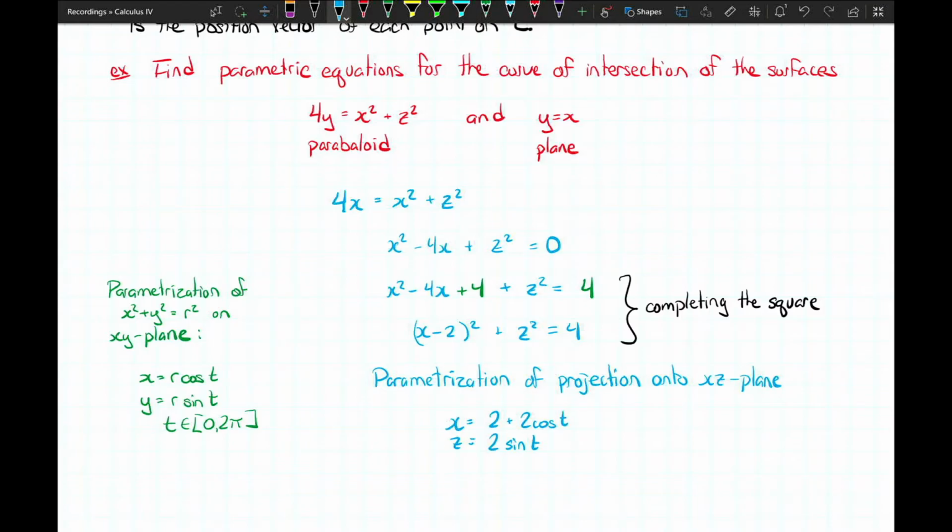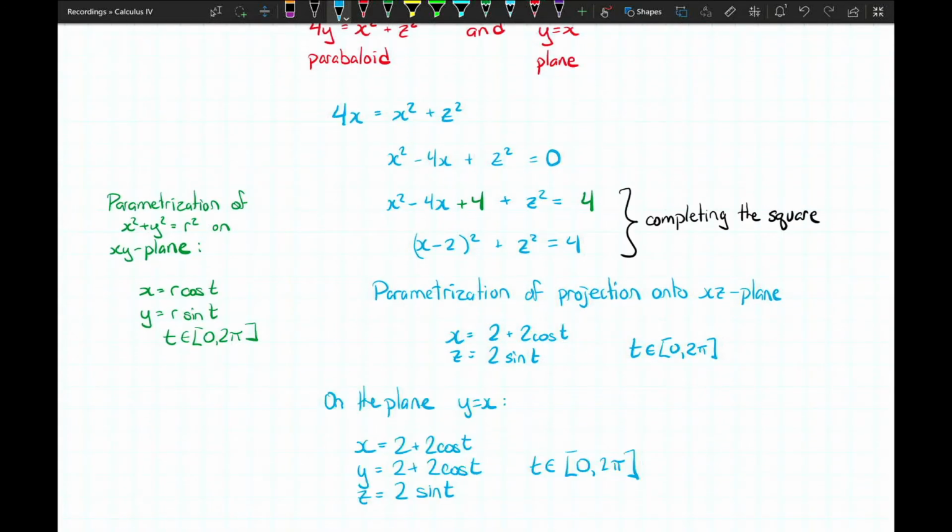That's pretty straightforward to do because now we know what x is parameterized as. y equals x, and that gives us all of the parametric equations that we need. Again, it's only necessary for t to go from 0 to 2 pi. Otherwise, we'll be tracing around this curve of intersection multiple times. So putting all the pieces together, we simply need to add in that parameterization for y. And y equals x, so y is also going to be equal to 2 plus 2 cosine t.